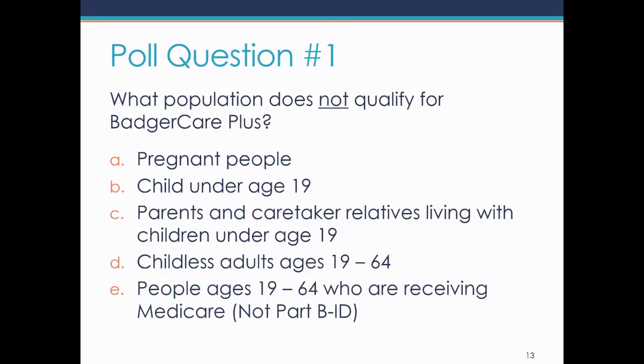And we're going to start this out with a poll question already. I'm going to keep your attention here. Question 1, what population does not qualify for Badger Care Plus? A, pregnant people. B, a child under age 19. C, parents and caretaker relatives living with children under age 19. D, childless adults ages 19 through 64. Or E, people ages 19 through 64 who are receiving Medicare other than Part B ID. What population does not qualify for Badger Care Plus?